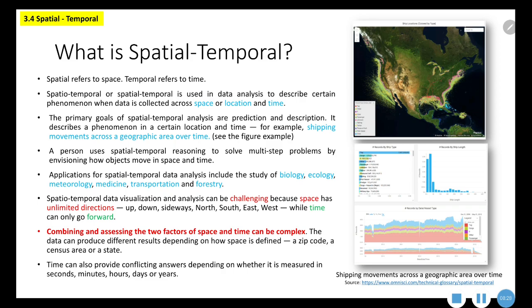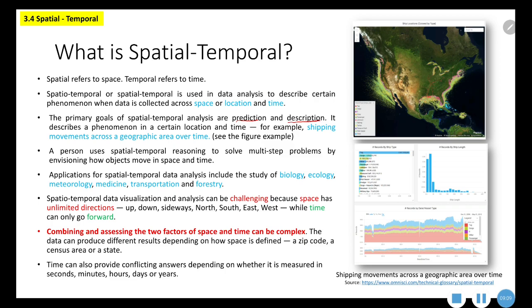Okay, now we move on to how we combine or look into spatial temporal in one representation. As we know, spatial refers to space and temporal refers to time. So spatial temporal is used in data analysis to describe certain phenomena when data is collected across space or location and time. The primary goals of spatial temporal analysis are prediction and description.